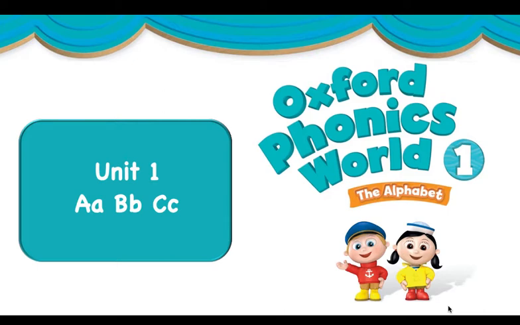So in Unit 1 we have the three letters A, B, and C. As some of you may know, this book has 8 main units and 4 revision units. Each unit covers about 3 letters. The last units are a little bit different. So let's see how we can have this class.